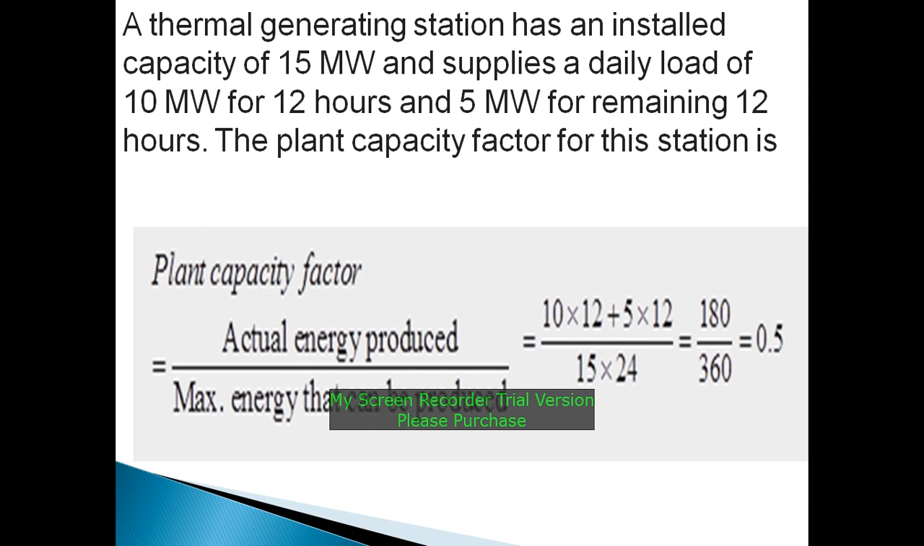Another very simple problem. A thermal generating station has an installed capacity of 15 megawatt and supplies a daily load of 10 megawatt for 12 hours and 5 megawatt for the remaining 12 hours. The plant capacity factor for the station is? The actual energy produced is 10 into 12 plus 5 into 12, put together it is 180, and the maximum energy that can be produced is 15 into 24, which is 360. So the plant capacity factor is 0.5.